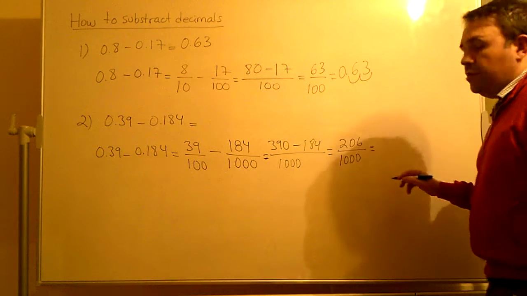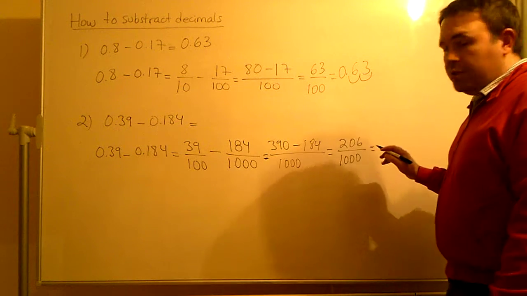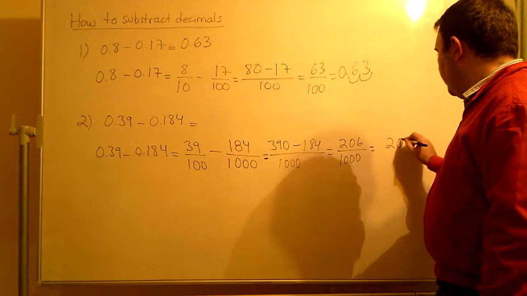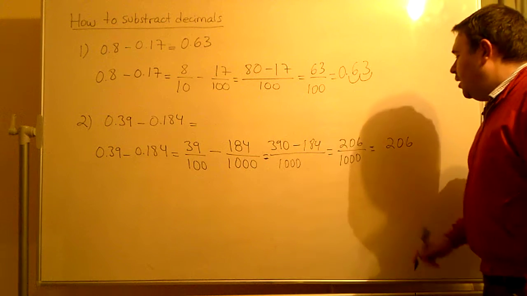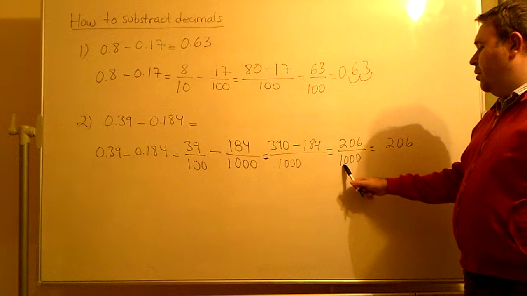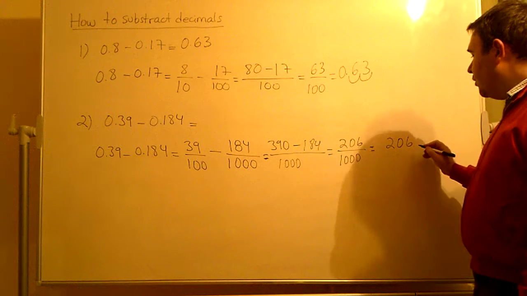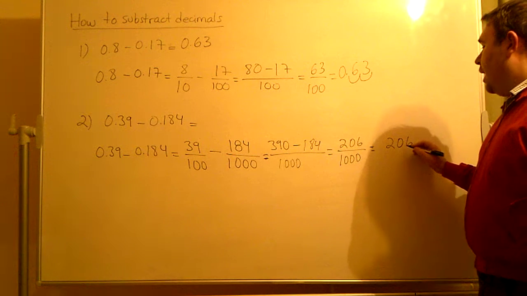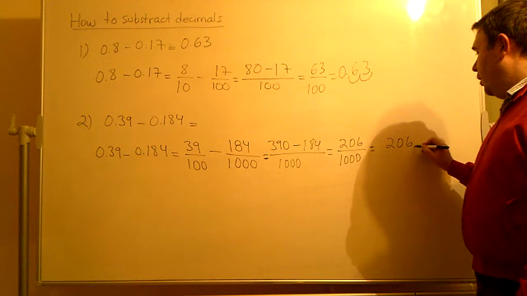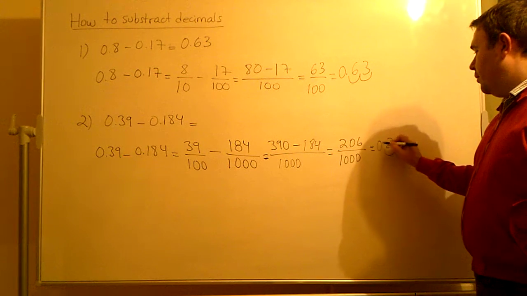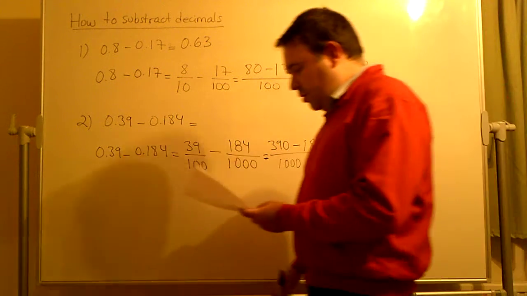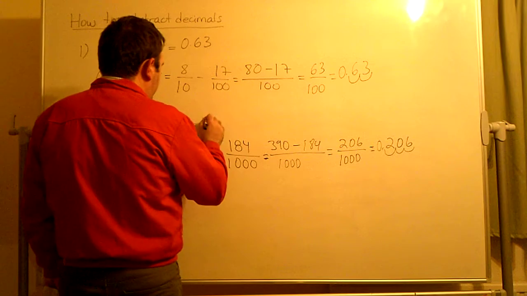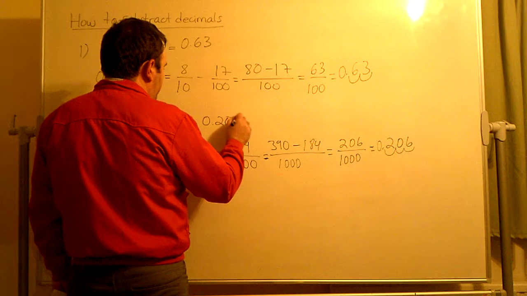So now we want to turn this into a decimal. What we need to do is write it down here, 206, and then we need to count the number of zeros. How many zeros do we have? We have 3, so we need to move the decimal point 3 places to the left. So it will be 1, 2, 3. So the final result will be 0.206.